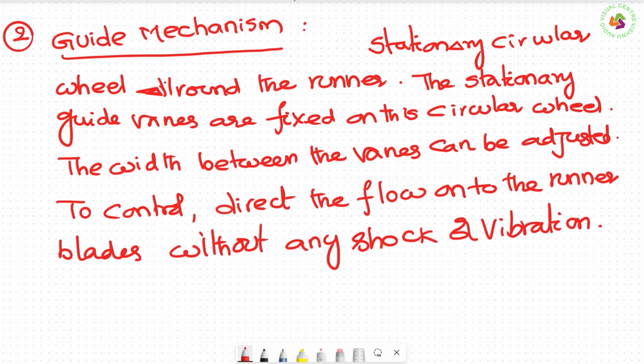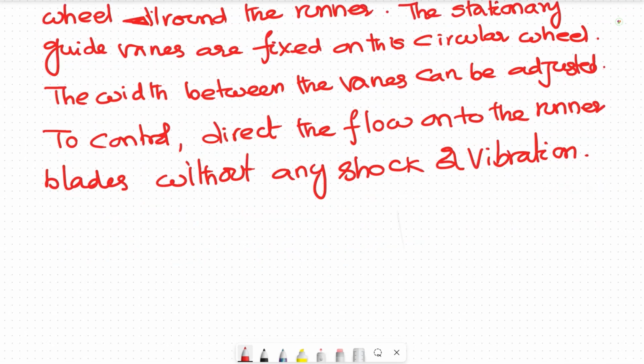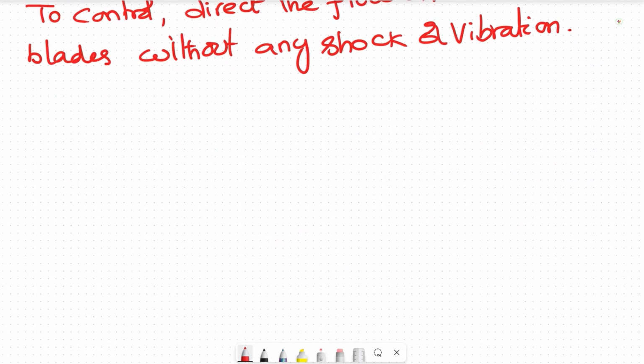This is the purpose. Otherwise, if the water enters from the casing directly onto the runner, straight away the axis, the turbine itself gets a shaking, a vibrating, and there will be losses. So what we are doing is absorbing shock losses by keeping this guide vane mechanism. The guide vanes slowly direct the water onto the runner. So that is how, as I already mentioned.